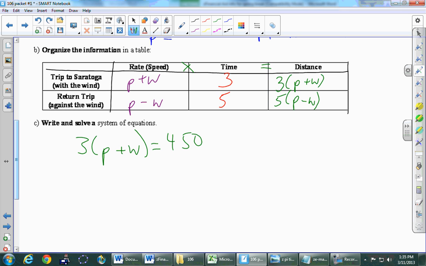But on the other hand, she came back. And the distance back is the second green expression over there. 5P minus W. What was the distance she came back? Also 450. Those are our two equations. Questions on writing the two equations?